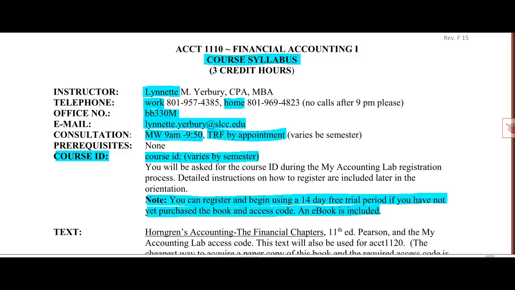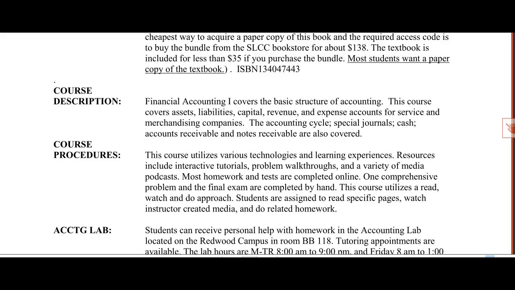Get started right away. Our textbook is Horngren's Accounting, 11th edition, the financial chapters. Good news, the same book will be used for Accounting 1120. And so you get one book and it covers 2 courses. Nice. Let me page down.